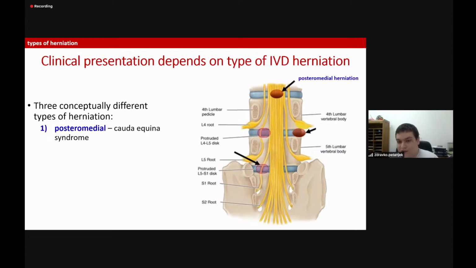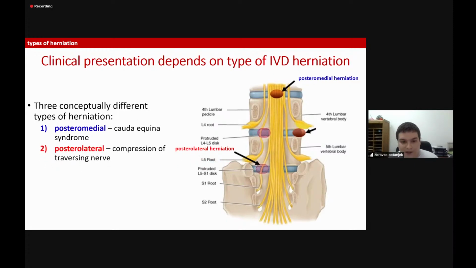Such herniation is rare because usually the posterior longitudinal ligament will prevent such a herniation. However, if it occurs, it causes compression to all the lumbar and sacral nerves at the same time, and is therefore very serious. This is a very serious condition which requires surgical intervention immediately.